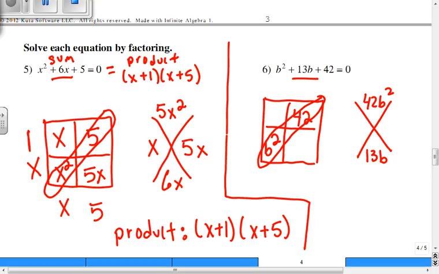Well, let's see. 1 times 42 isn't going to work. 2 times 21 is not going to work. 3, does 3 go into 42? Yes, 3 goes into 42. But what is that? 3 times 14, that's not going to work. 4 doesn't go into it. 5 doesn't go into it. 6 works. Let's see. 6 times 7 is 42. 6 plus 7 is 13. Very good. So we're going to have 6b and 7b.